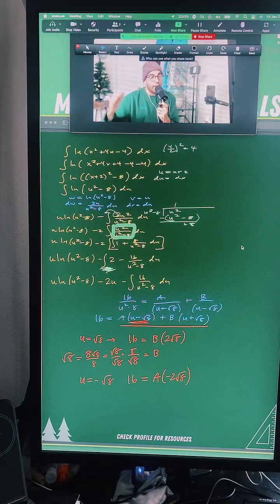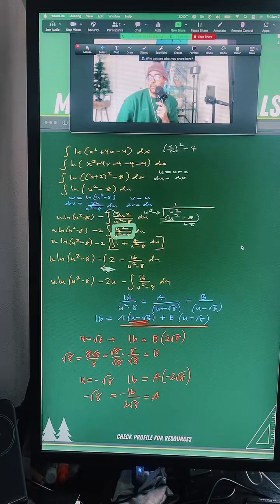And now we're going to go ahead and divide the negative 2 root 8 to the other side. So a is equal to negative 16 over 2 root 8, and I believe we can simplify this to just negative root 8 is equal to a. And now this is our new integral, guys.